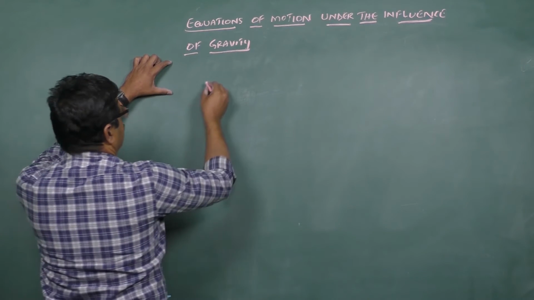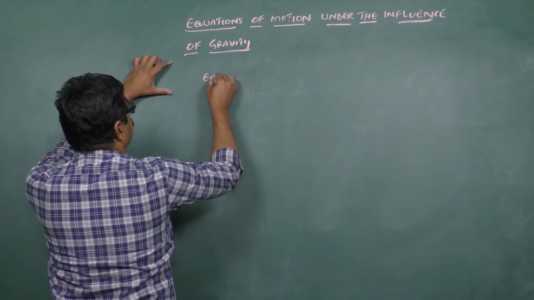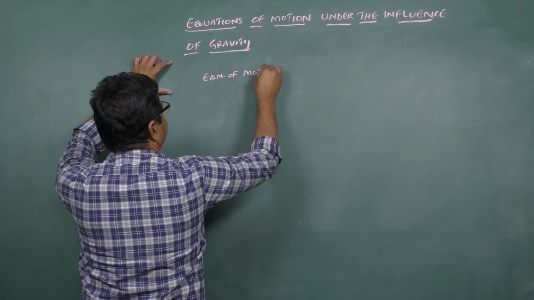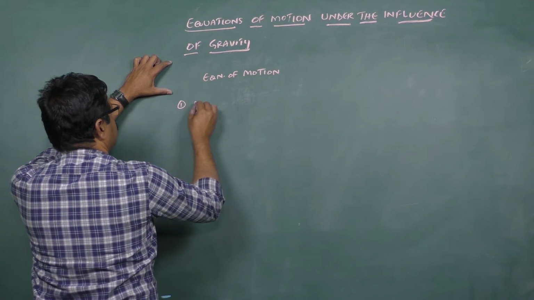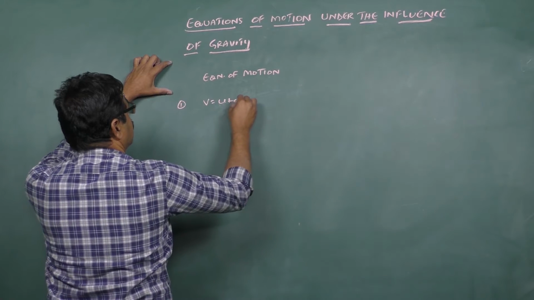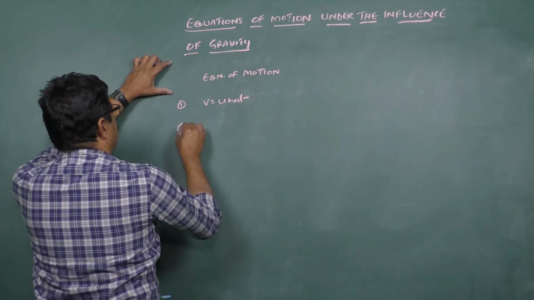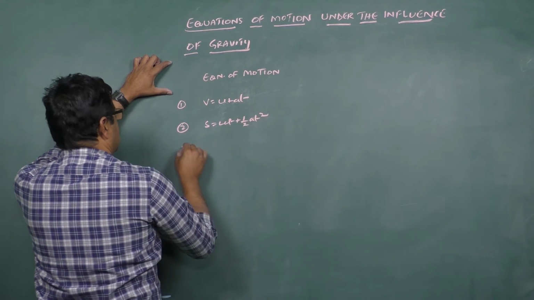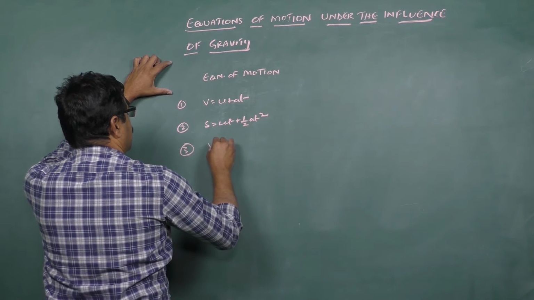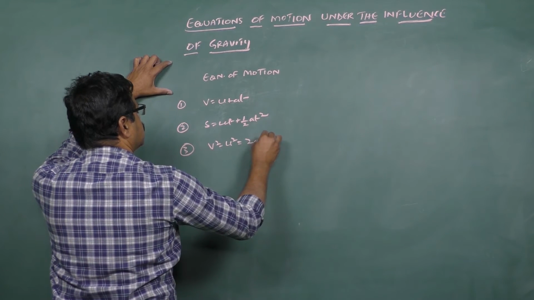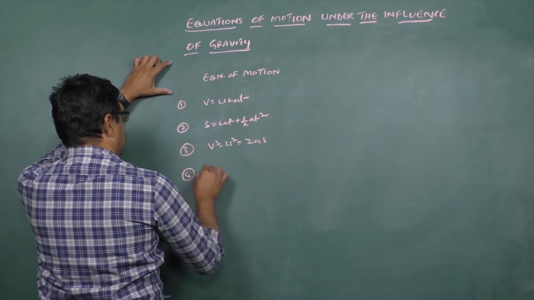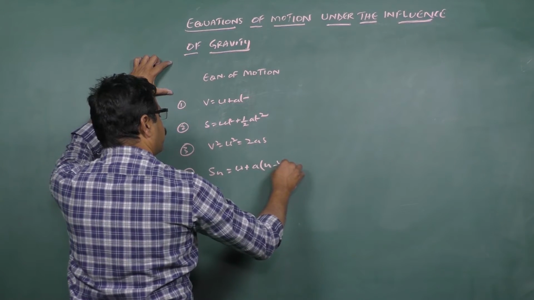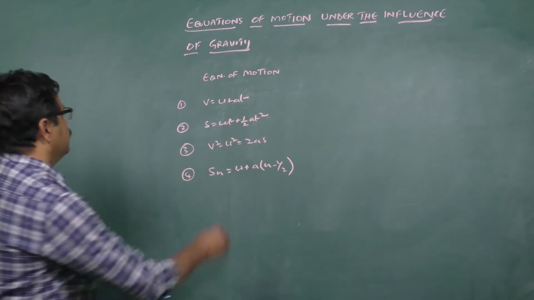So here we'll just look at the equations of motion as we know. The very first equation is V is equal to u plus at, the second one S is equal to ut plus half at square, third one V square minus u square equal to 2as, and fourth one Sn equal to u plus a into n minus half. These are the equations we have seen.